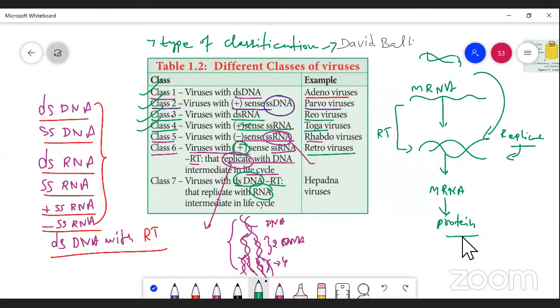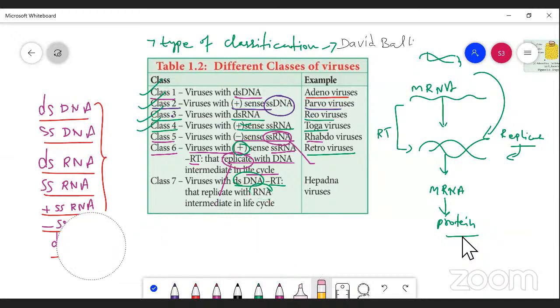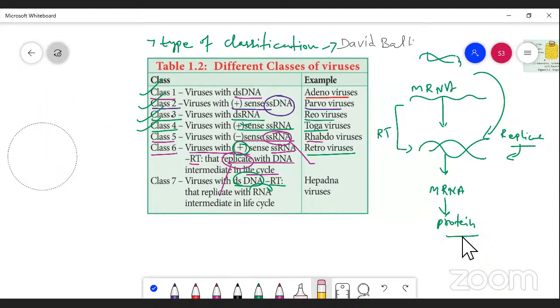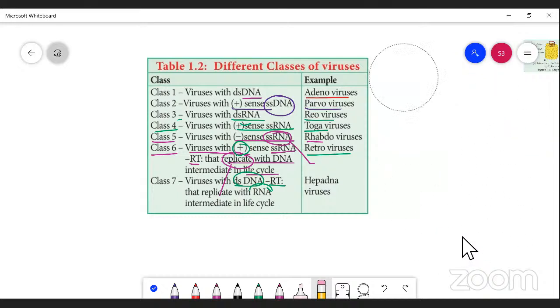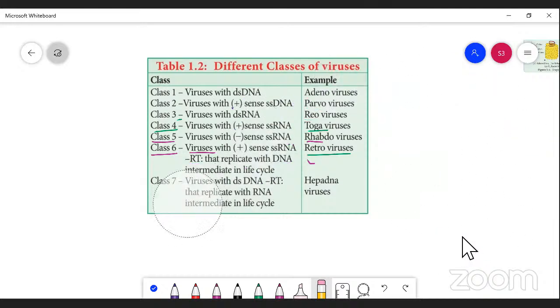The next one is viral genomes. What is a viral genome? DNA strands and RNA strands are all viral genomes. The viral genome possesses nucleic acids, that is, either DNA nucleic acids or RNA nucleic acids.